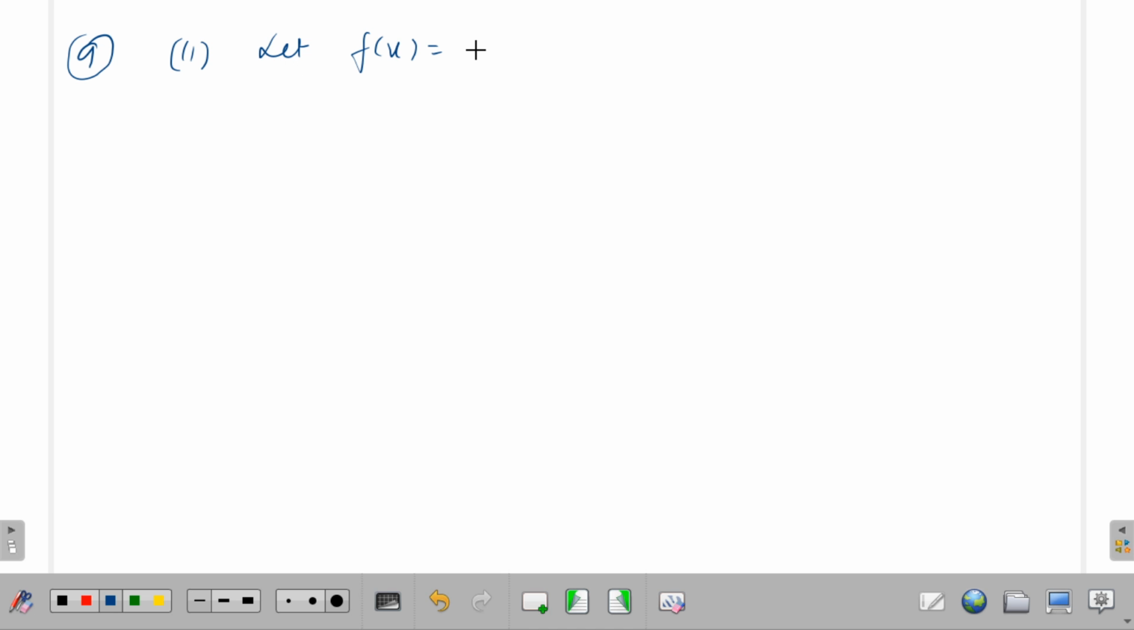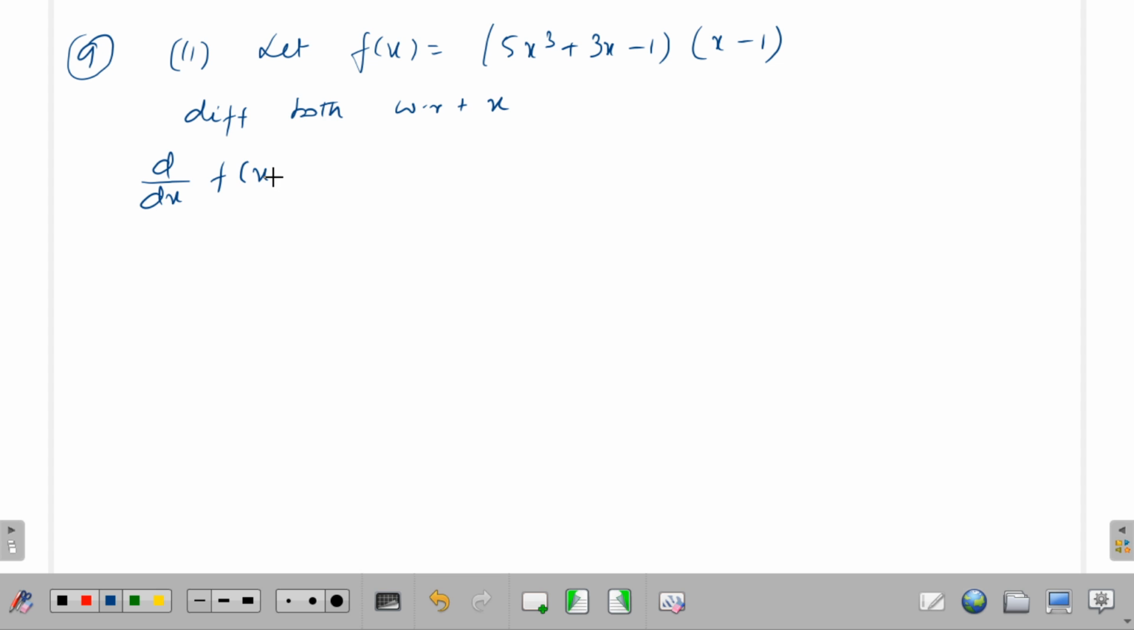So let f of x is equal to, I got here, 5x cubed plus 3x minus 1, and I got here x minus 1. So what I want to do is that I want you to apply the product rule again. So let me just say that differentiating something both with respect to x, I'll be getting here d by dx of your f of x is equal to d by dx of your 5x cubed plus 3x minus 1, and then x minus 1. So remember, that's your u and that's your v. And I hope you've written down the product rule at the formula page, so you can just check over there.